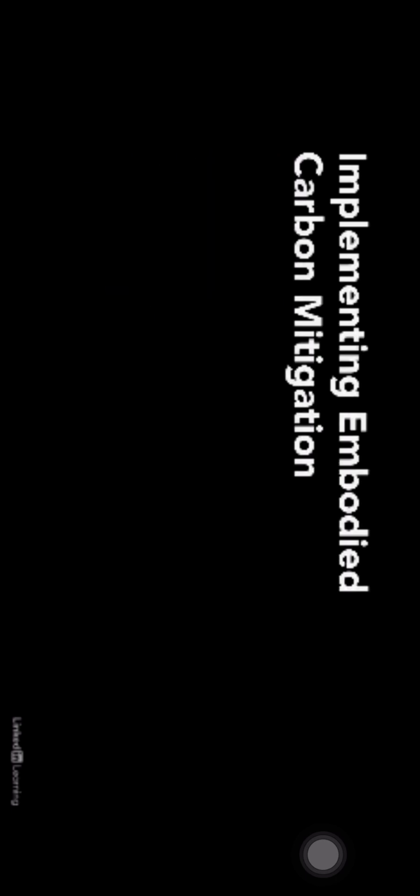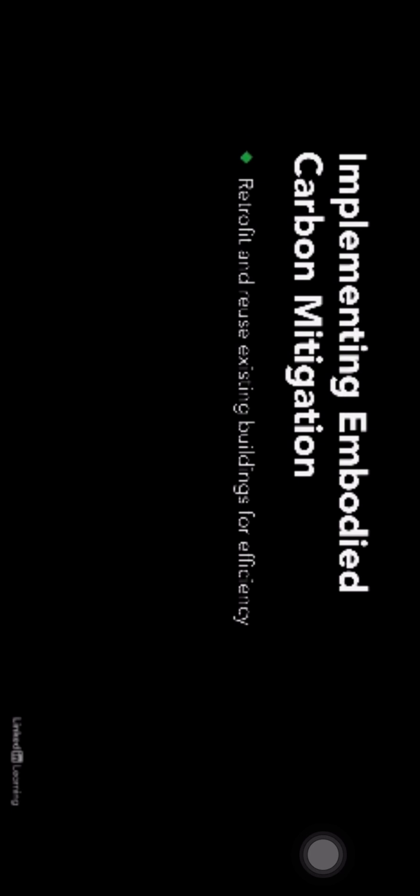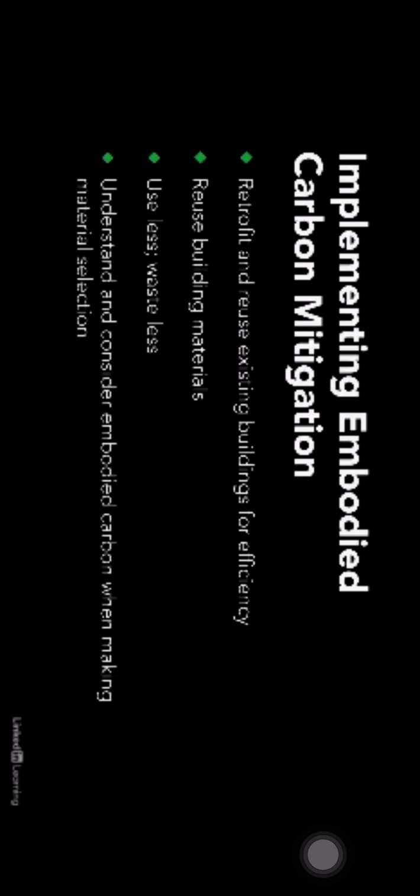Embodied carbon calculation includes the whole life cycle of a product or a system, including material extraction, transport to manufacturer, manufacturing, transport to site, construction, use phase, maintenance, repair and replacement, refurbishment, and end-of-life disposal or recycling. By retrofitting existing buildings for efficiency and reuse instead of building new ones, efficient material use, reduced waste, and understanding and considering embodied carbon when making material selection are ways that design, construction, and manufacturing professionals can play a role.